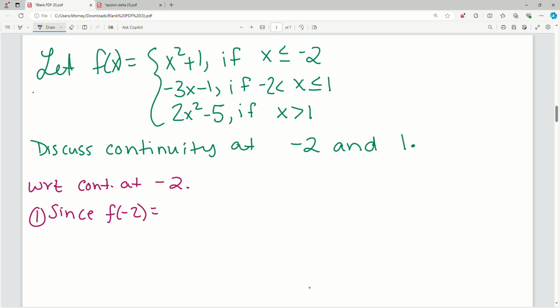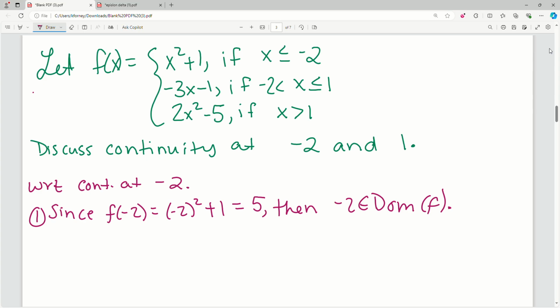What is f of negative 2? Where would we even find that out? For which part? The top one. So we would say negative 2 squared plus 1 is 5. So then negative 2 is in the domain. If there was nowhere to substitute negative 2 in, if none of these had the or equal to, then we would know right away it's not continuous because negative 2 is not accounted for.